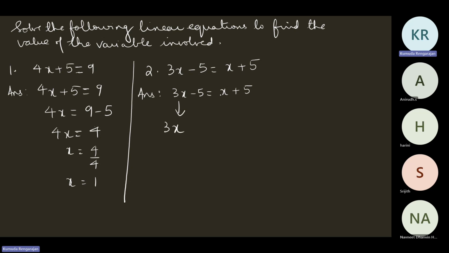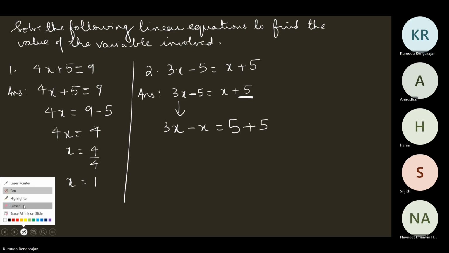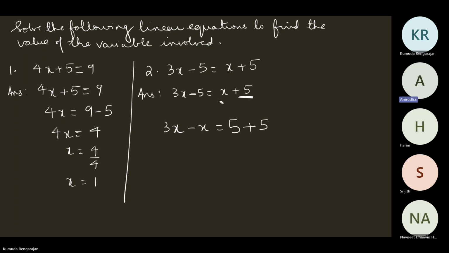Now this x, which is on the right hand side, should be transposed. So it'll come to the left hand side. This x will become minus x here, is equal to this 5 which is on the right hand side, write it as it is. This minus 5 from the left hand side travels to the right hand side. So minus 5, when it goes to the other side, it becomes plus 5. 2x is equal to 10.